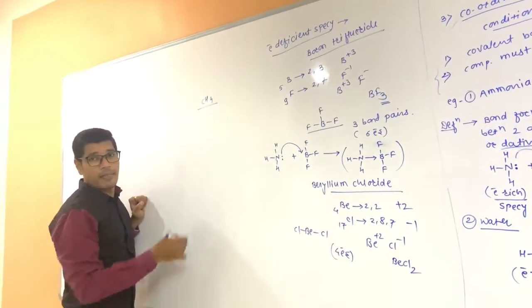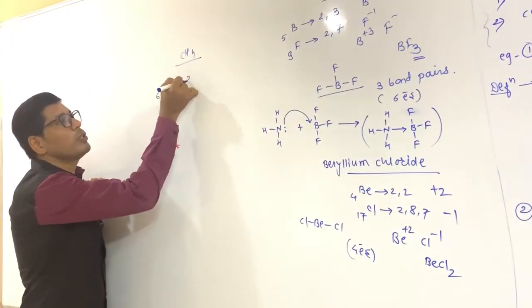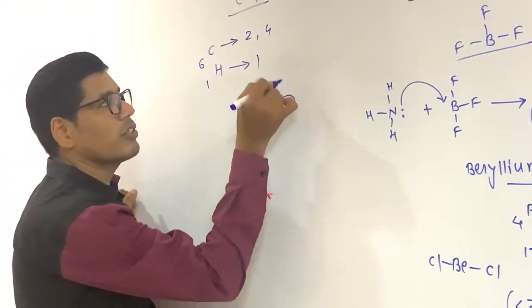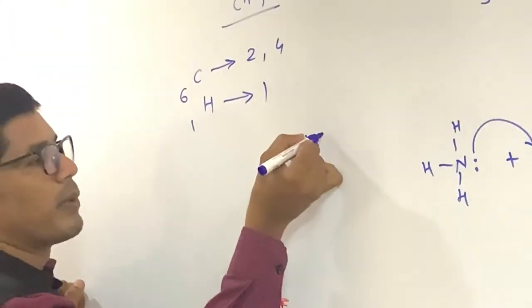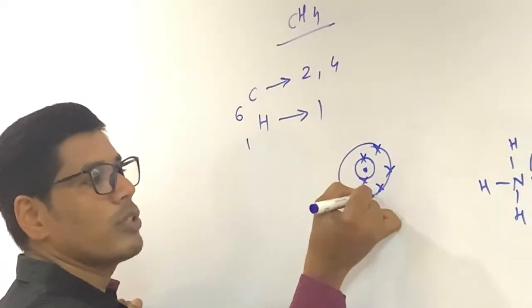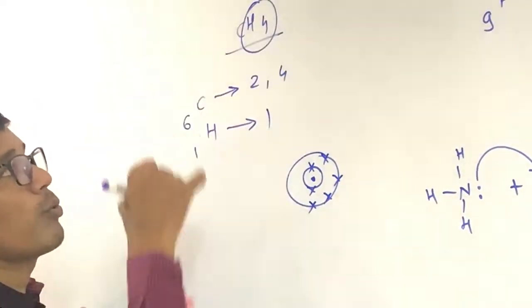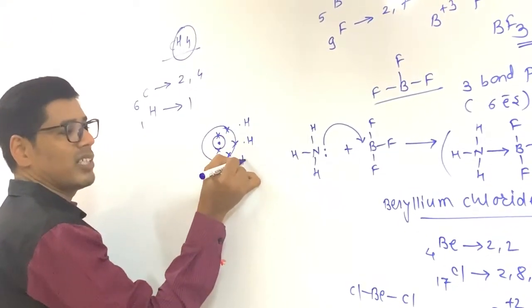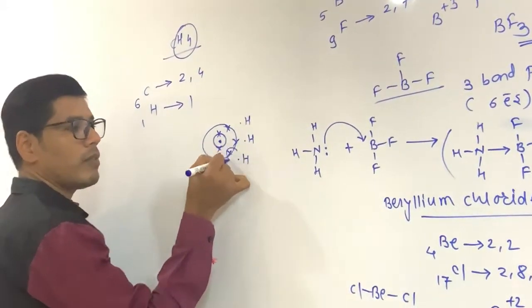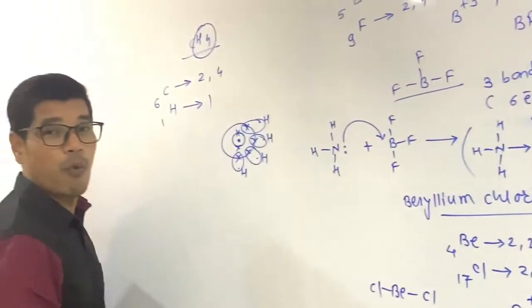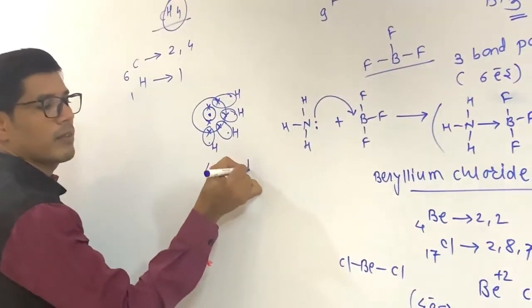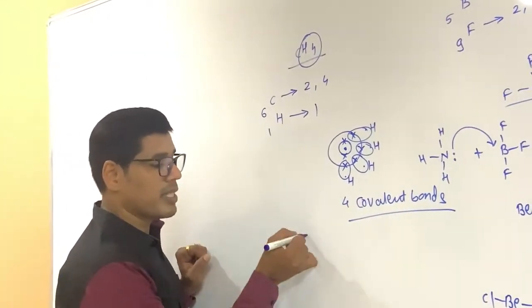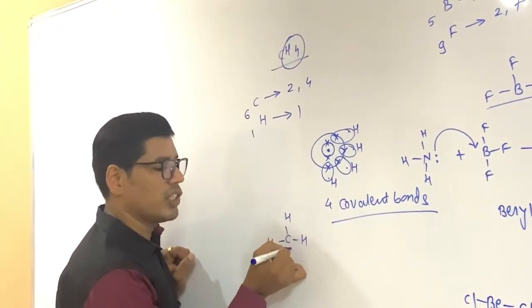For example, see methane, CH4. Can methane form a coordinate bond? Carbon has atomic number 6, arrangement 2, 4. Hydrogen has atomic number 1, so arrangement is 1. Carbon's first shell consists of 2 electrons, duplet completed. The second shell consists of 4. How many hydrogens approach carbon in methane? 4. Each hydrogen approaches with 1 electron, so 4 covalent bonds form by sharing of electrons. Carbon's 4 bonds are formed, CH4.